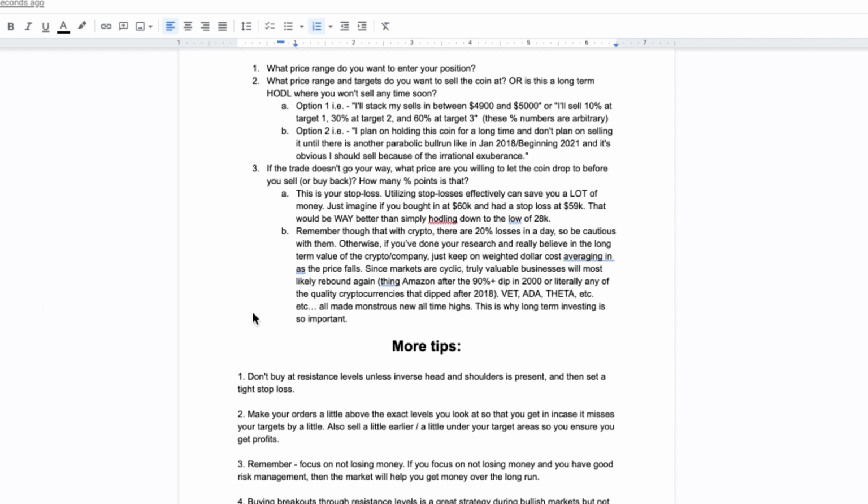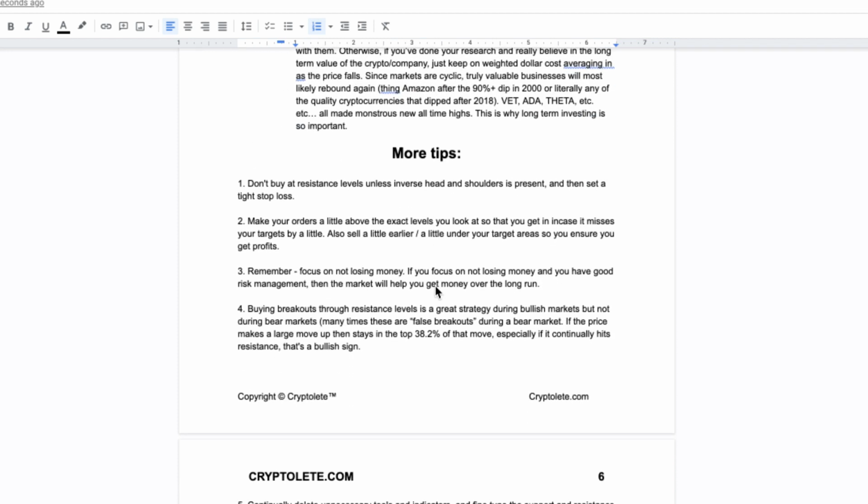So a couple more tips. Number 1, don't buy at resistance levels unless inverse head and shoulders is present, and then set a tight stop loss. Number 2, make your orders a little above the exact levels you look at, so that you get in in case it misses your targets by a little. This is called front running, so I'll just put "front run." Also, sell a little earlier, or a little under your target areas, so you ensure your profits. Making sure you get your profits is super important.